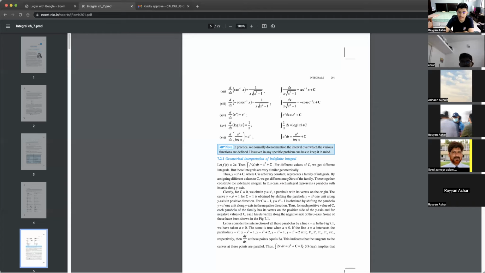And this is because putting x and y as 0 separately in the equation, we get the x and y intercept for this parabola, and since it has no constant term, both x and y will be 0, therefore its vertex is on the origin. The curve y is equal to x squared plus 1, however, for c equal to 1, is obtained by shifting the parabola y is equal to x squared 1 unit along the y-axis in the positive direction. Now, again, this is because, like I said, c, or the constant, gives us an offset to the graph.